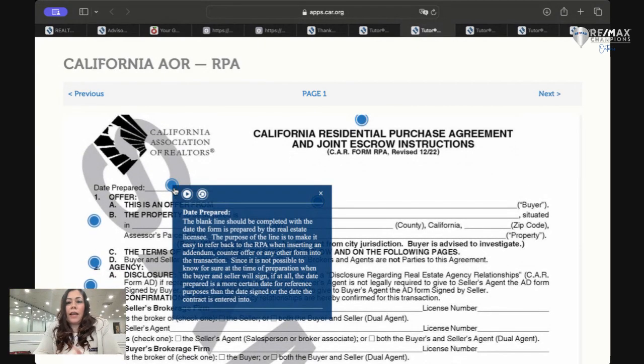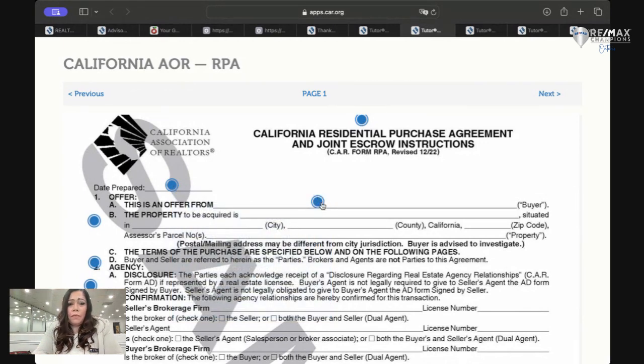So getting into the residential purchase agreement. The first line is one of the most important, and it's the date prepared. You'd be surprised at how many times it's left blank, but you do not want to leave this blank. This is the date that you are completing the offer. The purpose of this line is to make it easy to refer back to the RPA, because obviously if you do addendums, if you do counters, this date is going to be your reference date on all of those documents. So super important to fill that out.